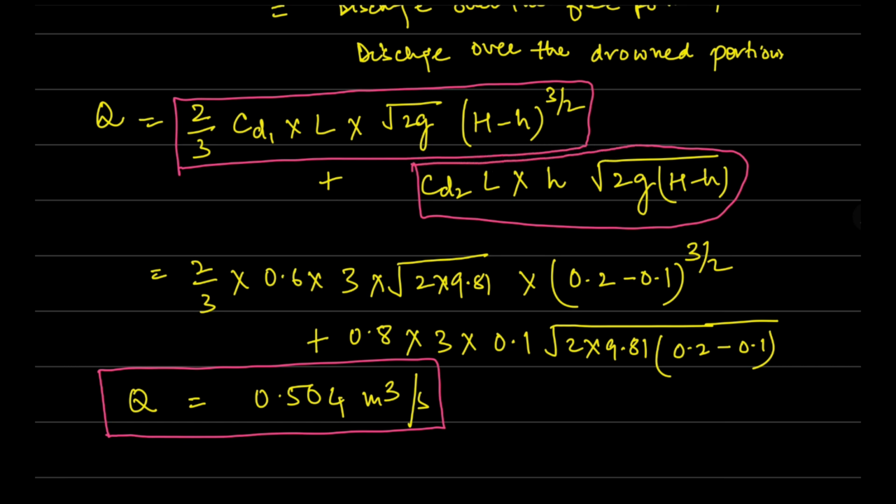And if CD1 and CD2 are the same, if only one discharge value is given to us, then we will use the uniform CD. Otherwise we have to take care that the coefficients of discharge are different, then we will use the different values. So this is our answer, and that's how all the problems related with this chapter are concluded over here.